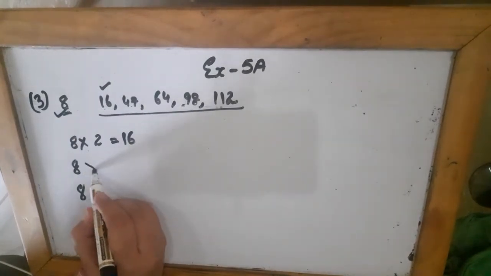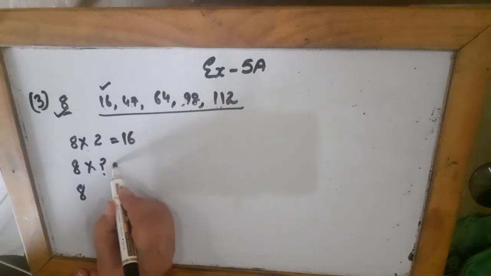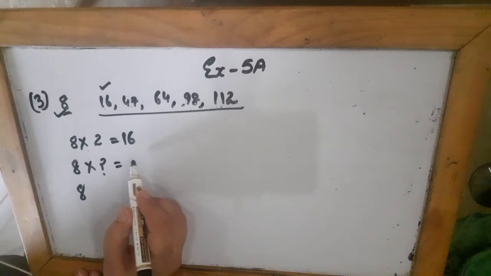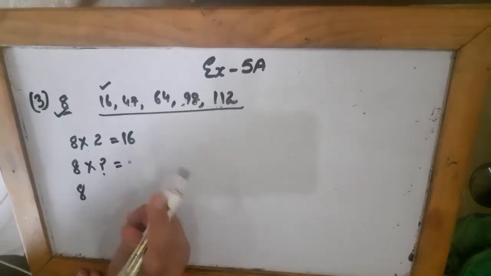Now 47, do you get 47 by multiplying any number with 8? No, I don't get 47. So this is not a multiple of 8. Now 64, do you get 64 on multiplying 8 with any number? Yes, 8 8s are 64. It means 64 is the multiple of 8.